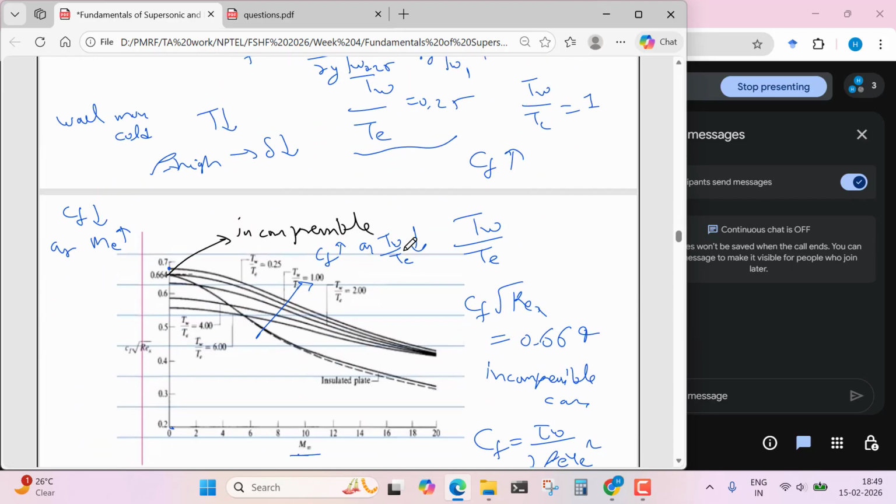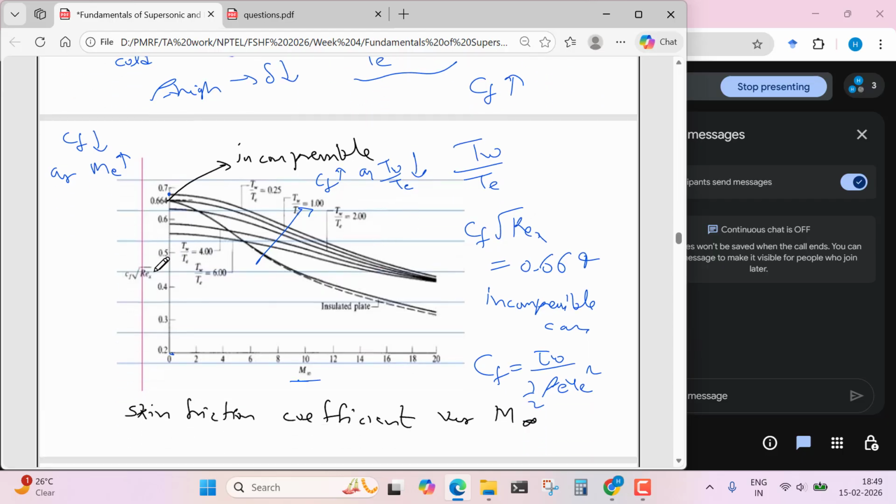Let's see this plot, which is between CF under root REX and M infinity. From this plot you can see that as TW upon TE is increasing, the CF value is decreasing. As TW upon TE is decreasing, the CF value is increasing. And second, as Mach number is increasing, for a particular TW upon TE value, CF is decreasing.